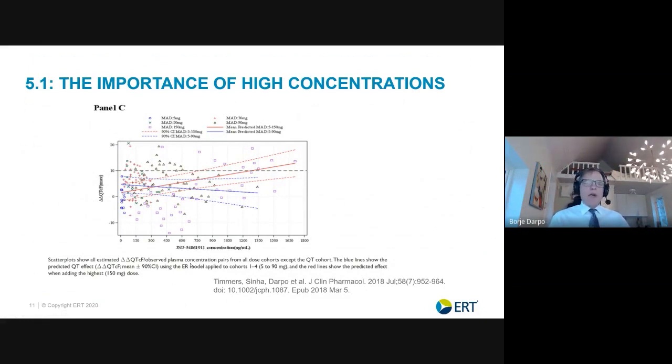And we also know, based on experience from the IQ-CSRC study, that adding high concentrations really drives the power of the analysis. So it is important to achieve these high concentrations. And whenever that is feasible, that seems the most appropriate approach.